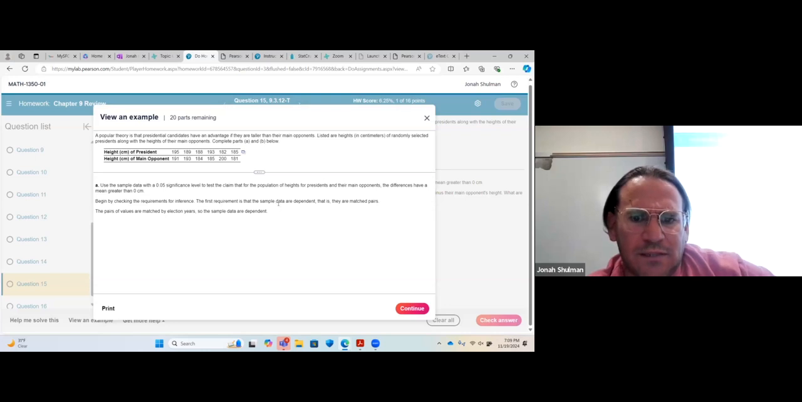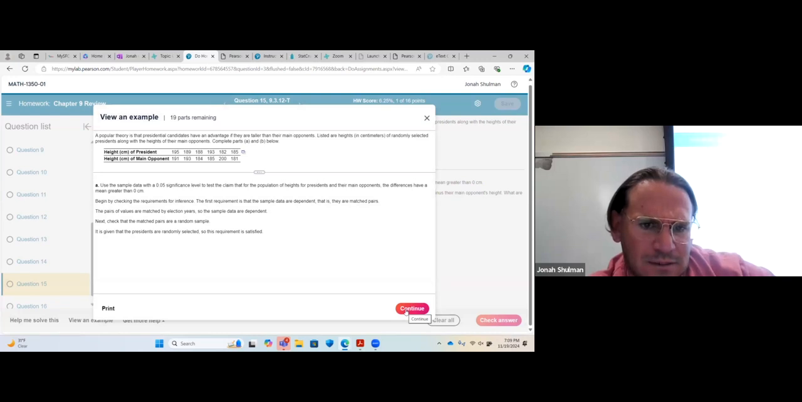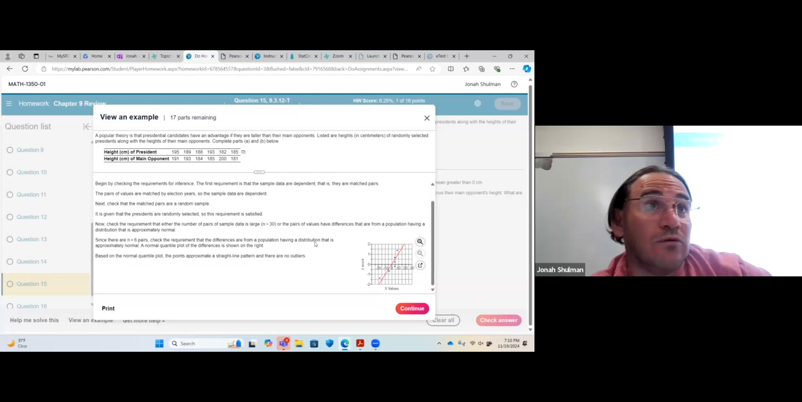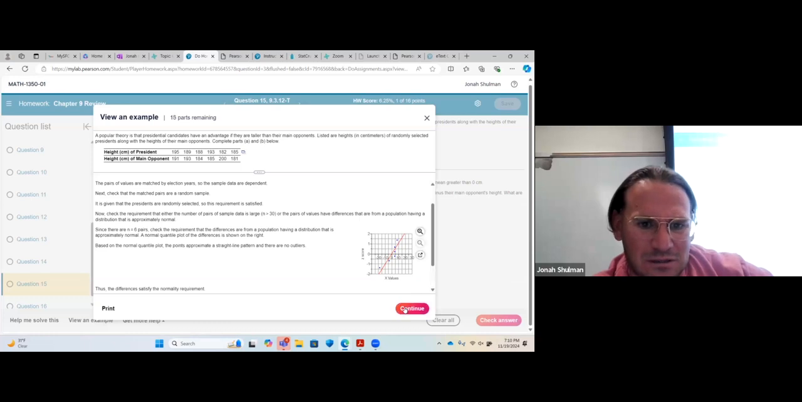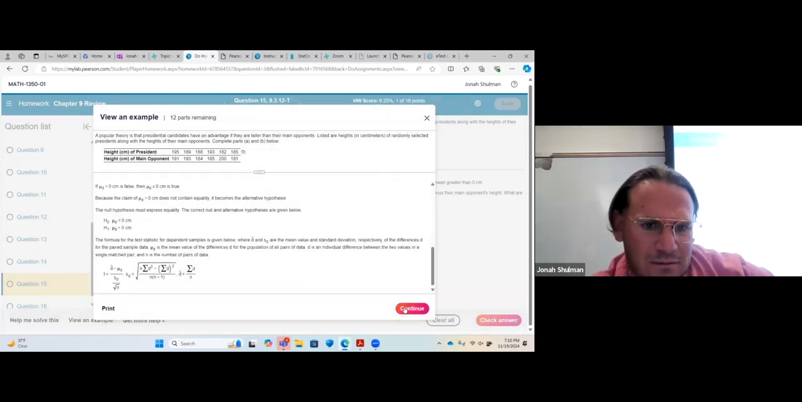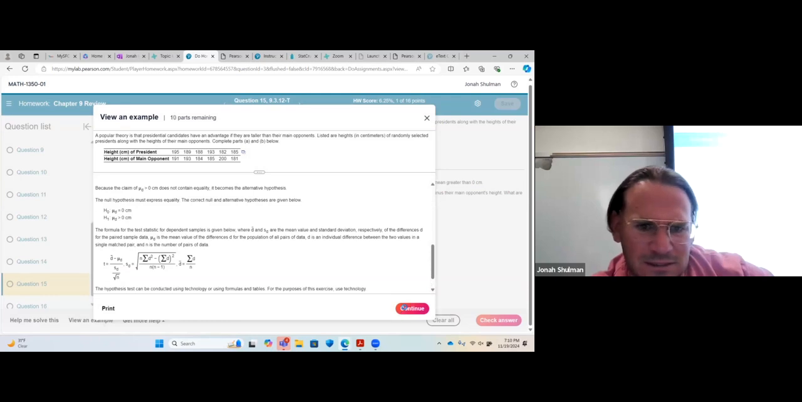The first requirement is that the sample is dependent because they are matched pairs. Okay, I'll take your word for it. Next is it's a simple random sample. Check the requirement that the number of pairs is larger than 30. It's not. So we have to check to make sure it was normal. Did we do that? Nope. So you always have to make sure you have a normal population. Okay. So we got that right. That was how you got the test statistic.